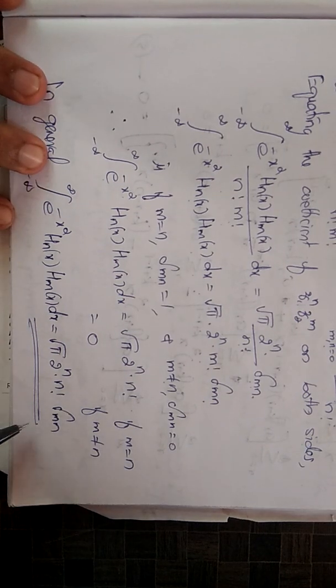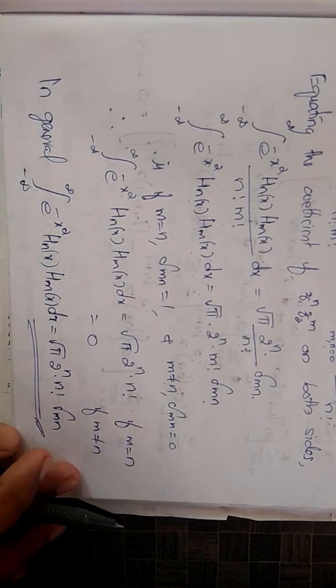So this is your orthogonal property of Hermite polynomial.